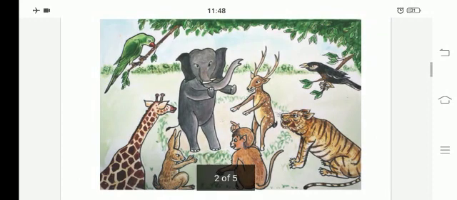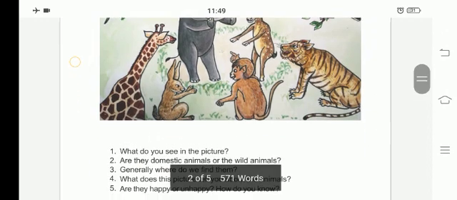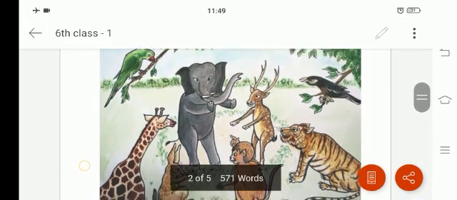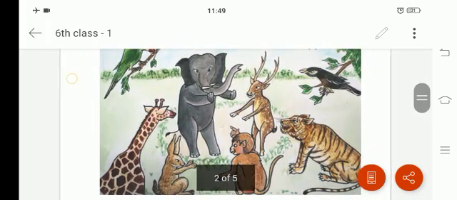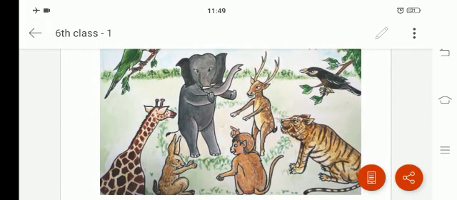In this picture, what do you see? We see different types of animals. Can you name some of the animals in the picture? Yes, elephant, giraffe, rabbit, monkey, tiger, deer, parrot, and crow. And are these domestic animals or wild animals? Yes, these are wild animals.